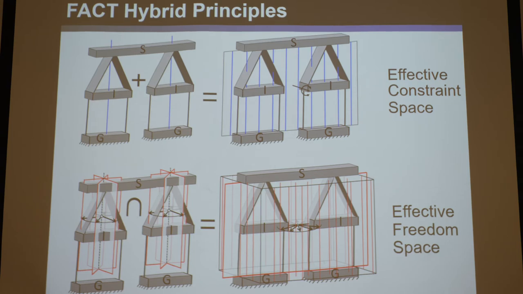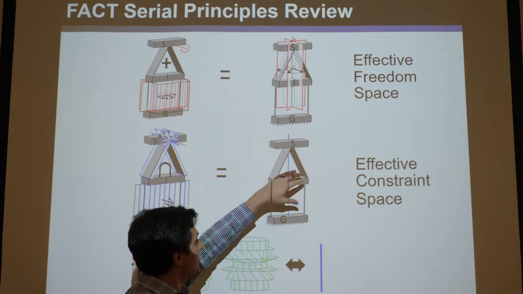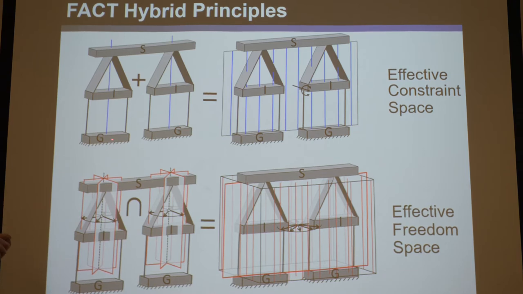Okay, so here we have a hybrid system. Notice this guy: here's one parallel module, and another parallel module stacked in series. This is a serial system. Now we're going to take that and stick it in parallel with itself. This is ground, and that's the stage, and we've got two of these in parallel. Well, if we've got two of them in parallel, then we know their effective constraint space. That is the effective limb constraint space. We have two serial limbs in parallel. This is the limb constraint space, and that's the limb constraint space. So what you do is you add those two together because they're in parallel. It doesn't matter what kind of limb it is, whether it's parallel or series.